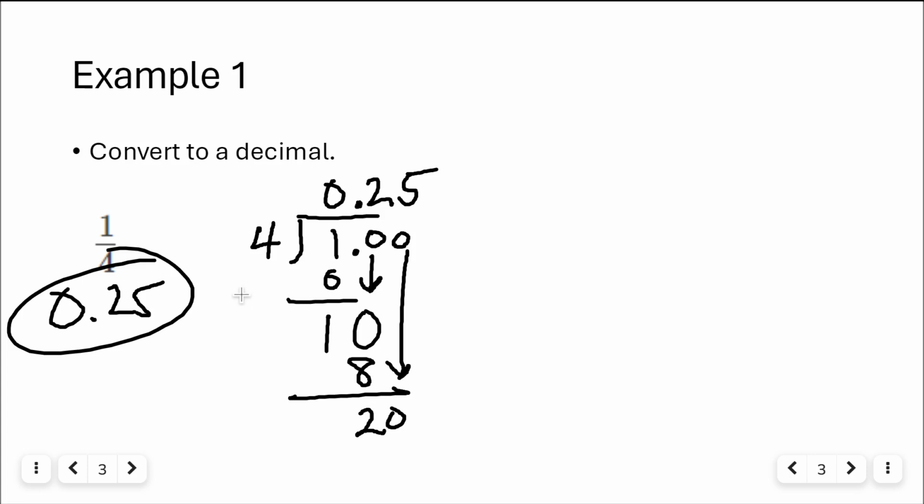Now, you probably already knew that. You may have. And that's fine. If you know a fraction and what it is as a decimal, you can literally just convert it. You don't have to show all the work. I'm just showing you all the work so that you can see where it comes from.